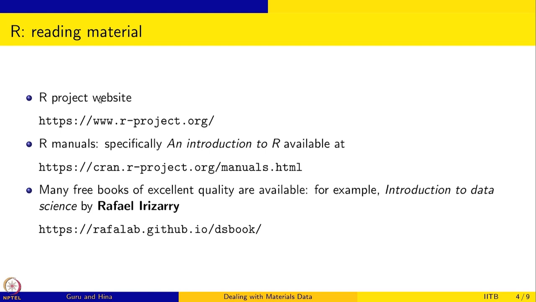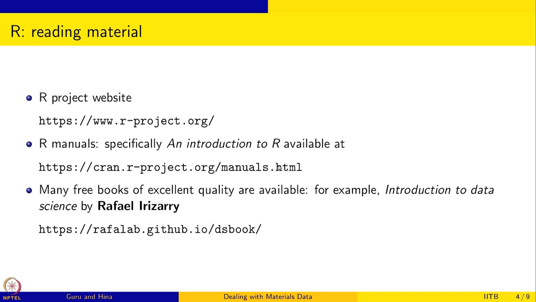There is plenty of reading material for R that is available. The first one is the R project website, www.rproject.org. This website has plenty of information about the R project itself, and the R manuals are available at cran.rproject.org under the manuals.html page. There are many references and some of them are very exhaustive, some of them are meant for developers, but what I have in mind specifically is an introduction to R, and this is available at cran.rproject.org. There are also many free books of excellent quality that are available.